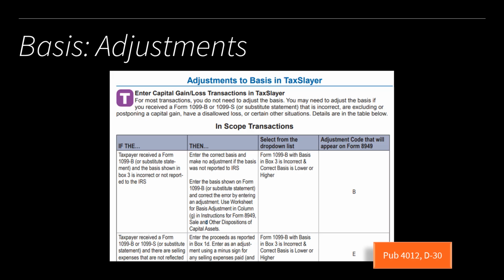And there's really a whole list of types of things that can cause a basis adjustment. There's a chart in Publication 4012 on page D27 that covers the kinds of basis adjustments there are, how to enter them into TaxSlayer, and what the code on the Form 8949, which we'll look at in a little bit, should be. So if you think there might be an adjustment to that cost basis, certainly be utilizing that Publication 4012.